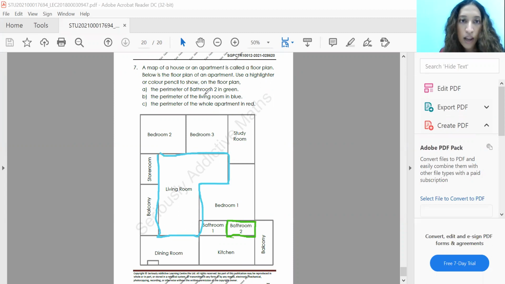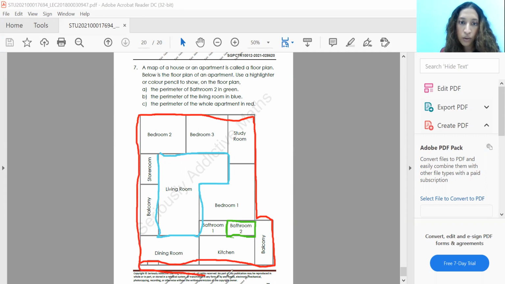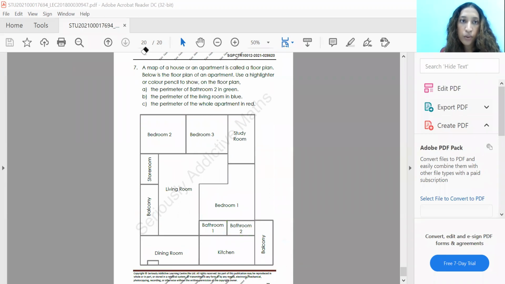And then the perimeter of the whole apartment in red. Like mentioned, a map of a house or an apartment is called a floor plan. So this whole thing is basically a floor plan, your whole apartment, right? So for the whole apartment, you will need to outline everything. Basically it's this whole thing.